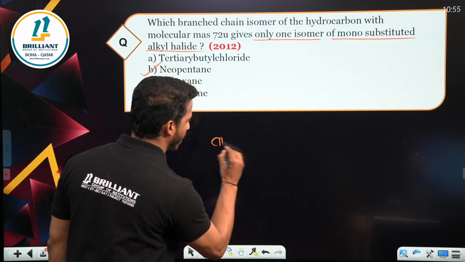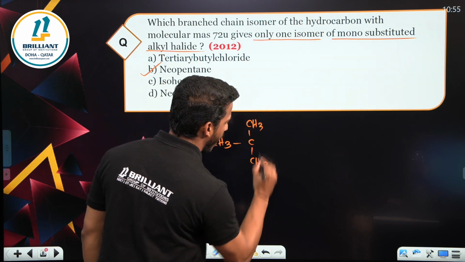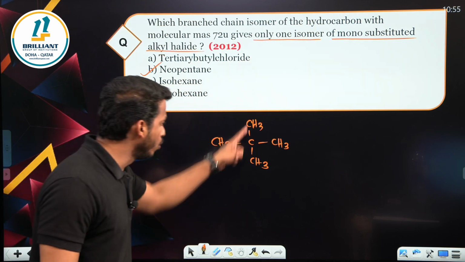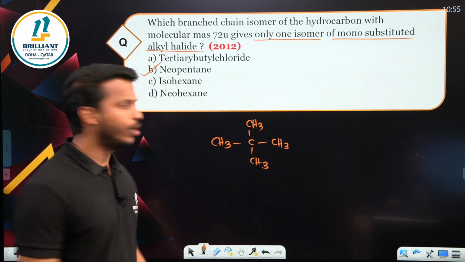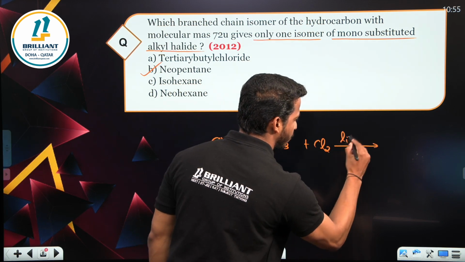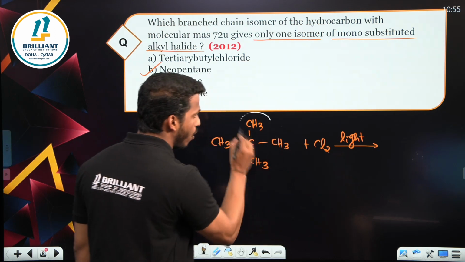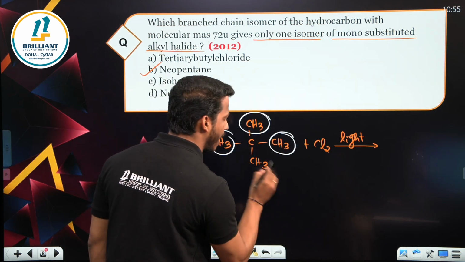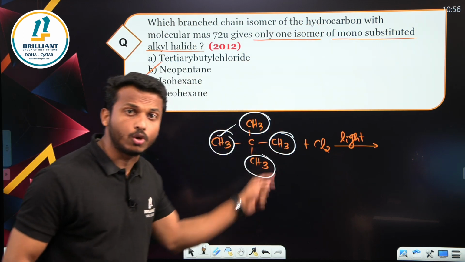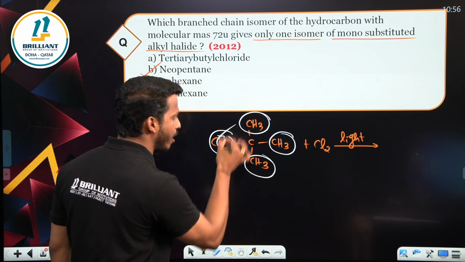What is neopentane? CH3, C, CH3, CH3, again one more CH3. This is called neopentane, or 2,2-dimethylpropane. When you add chlorine in the presence of light, substitution happens in the presence of light or heat. What happened here? You see, all the CH3 are the same type. If you remove hydrogen from any of the CH3, you will get the same product. Suppose I am removing hydrogen from this one and adding chlorine here.